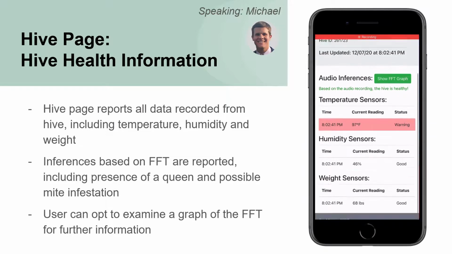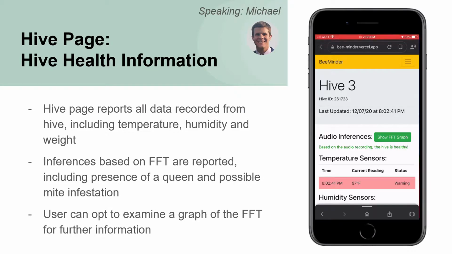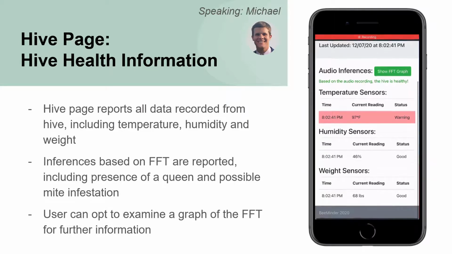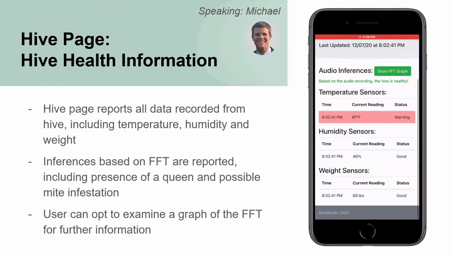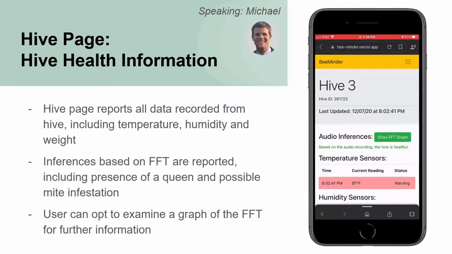To get a detailed review of the hive, the user can go to the hive page. This page displays more in-depth information about the health of the hive. The temperature, humidity, and weight are still displayed and are shown with current statuses as well to make it very clear where an issue with the hive may be coming from.